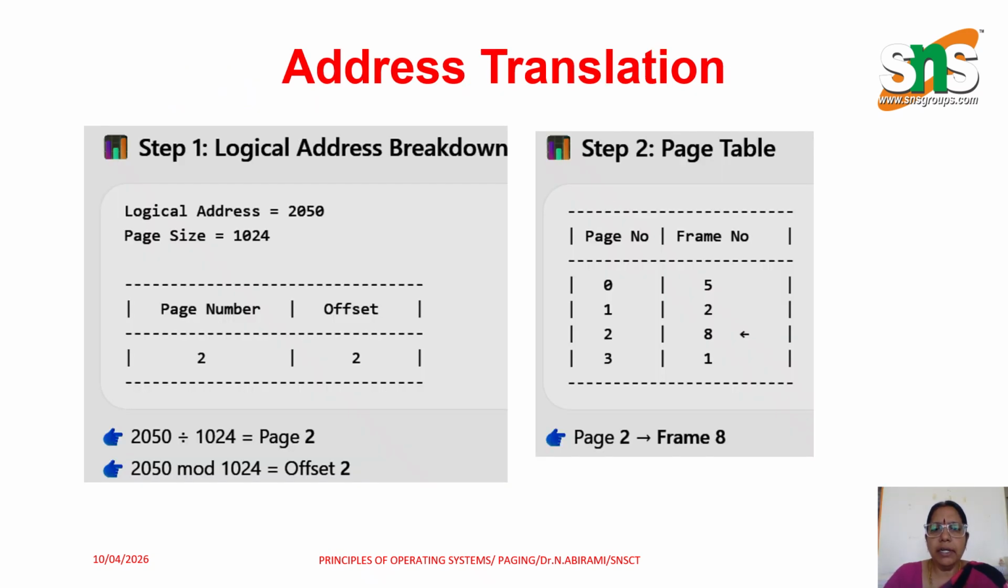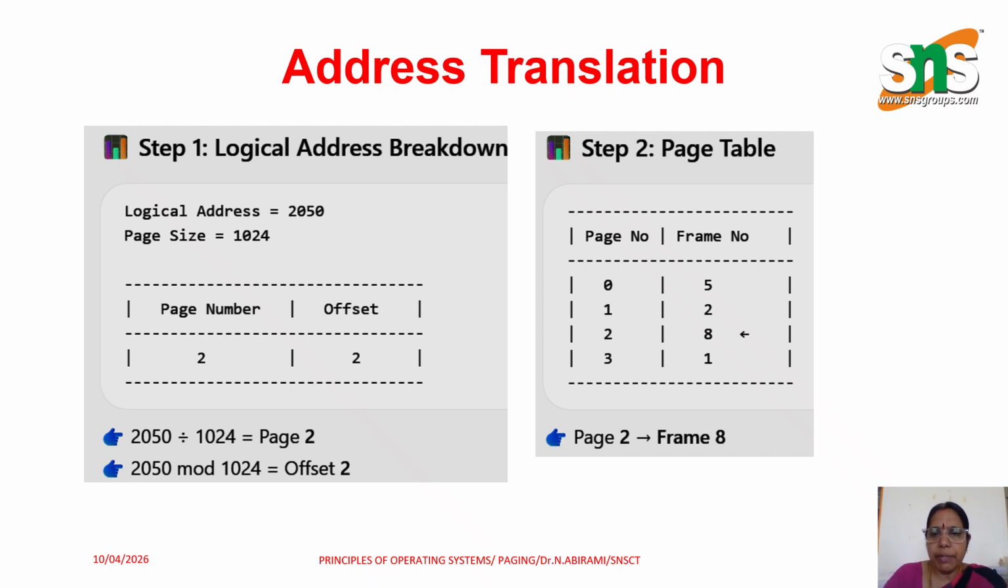Now, let us see the address translation. The first step is to break down the logical address. In our example, the logical address is 2050 bytes and the page size is 1024 bytes. When we calculate this, it is split into a page number with an offset of 2 bytes. That means it spills over to the next page, with 2 bytes occupied in the third page. The second step is the page table.